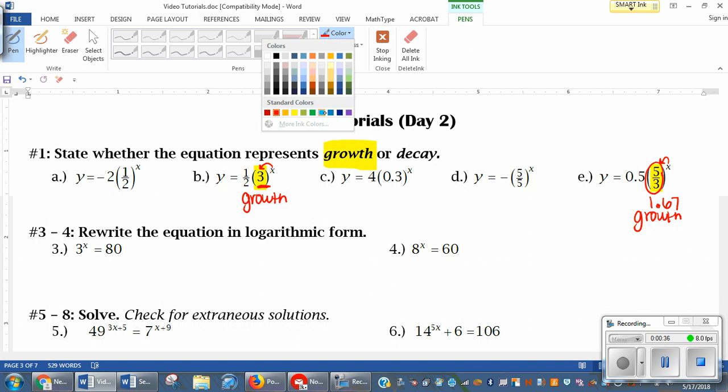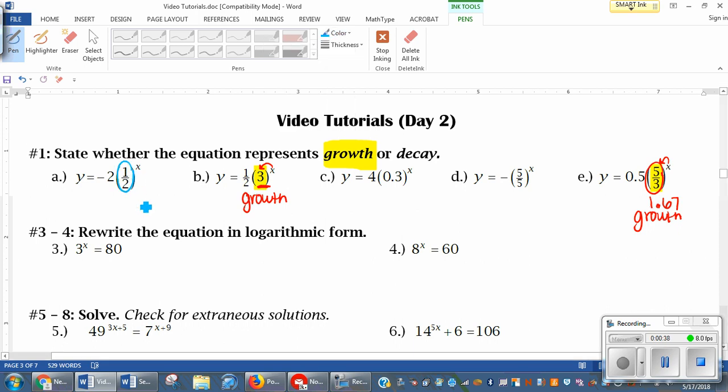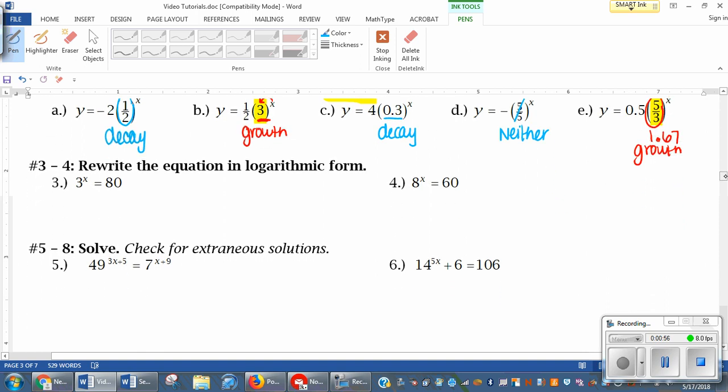If our base is less than 1, so something like 1/2 is the same as 0.5, that's less than 1. 0.3 is less than 1. And this one we're going to actually say neither. It doesn't represent growth or decay because it equals 1.